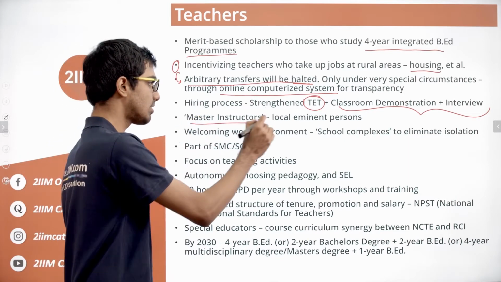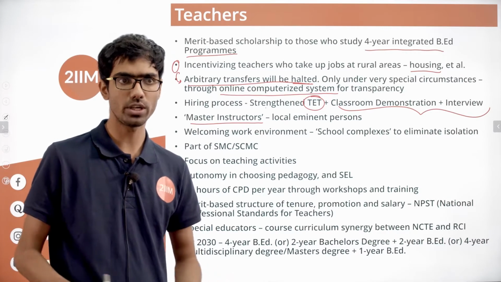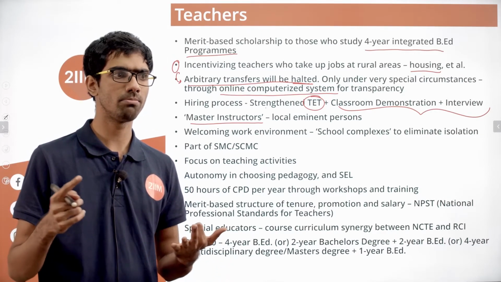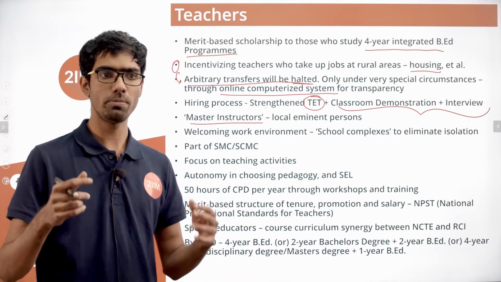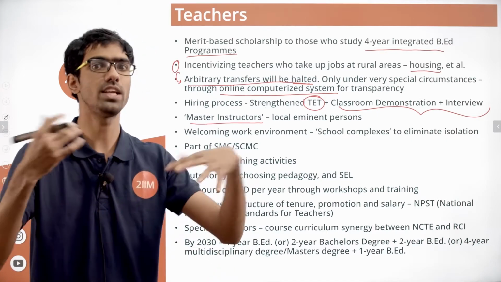So these master instructors, who are these? These are local eminent persons who are present in the local community. They can be good at multiple things. For example, one could be good at reading, writing, singing and drawing, and he could be a great graduate who has done great things in life and now wants to become part of the education system.